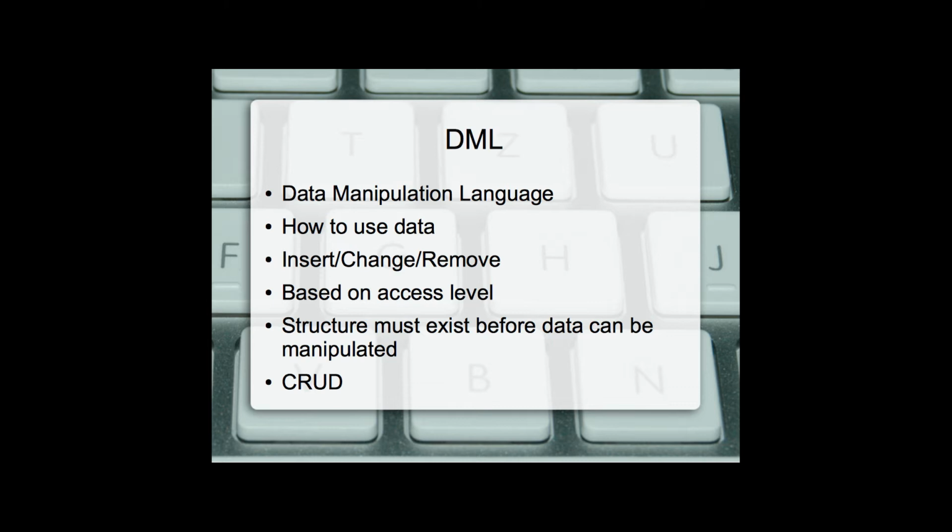The structure must exist first, so you have to have your DDL statements executed previous to any DML statements being used. You can't retrieve data from a table if the table's not there. It's worse than a null pointer exception. It's just like, huh? I'm clueless. What are you talking about? Because if there's no structure, you can't run a DML statement. So the DML statements are dependent on the DDL.